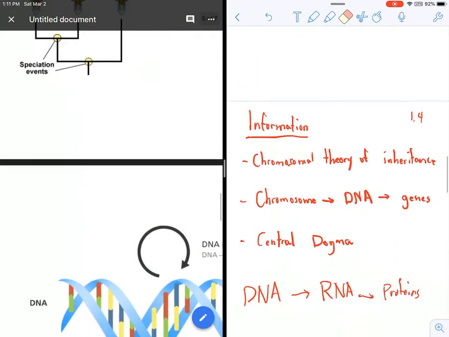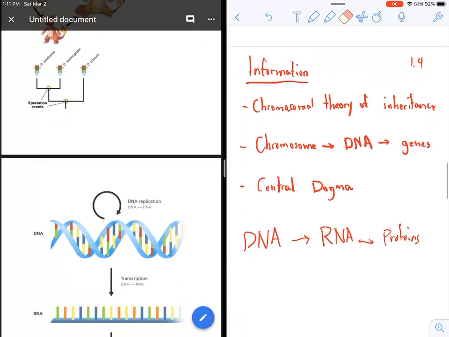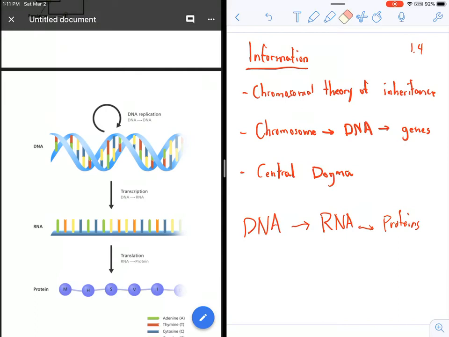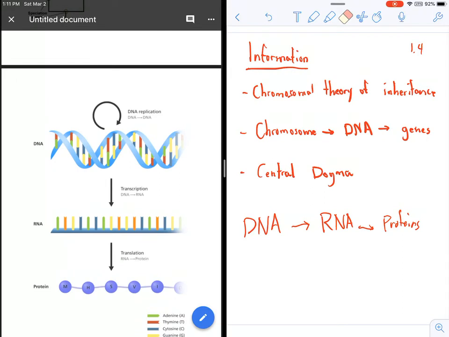Alright, moving on to 1.4, which is information. So, all living organisms also store and pass down their information. This is described by the chromosomal theory of inheritance. All organisms store their information as their genes in their DNA, and that DNA can be found on the chromosome. For example, I have the gene that codes for eye color, and that is coded by the gene in the DNA. In humans, we have 2 pairs of each chromosome, a total of 46 chromosomes.